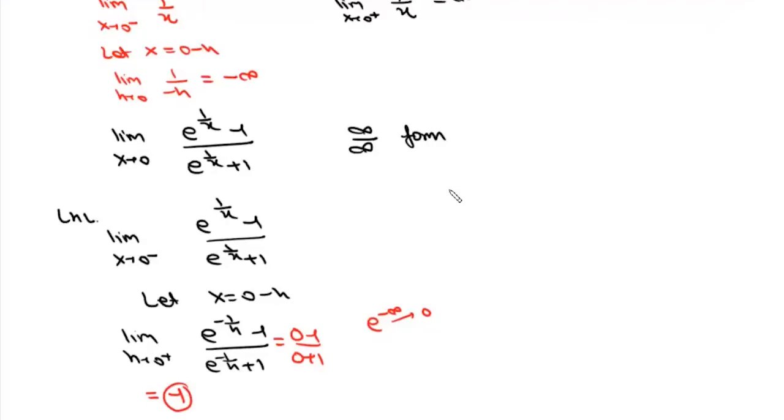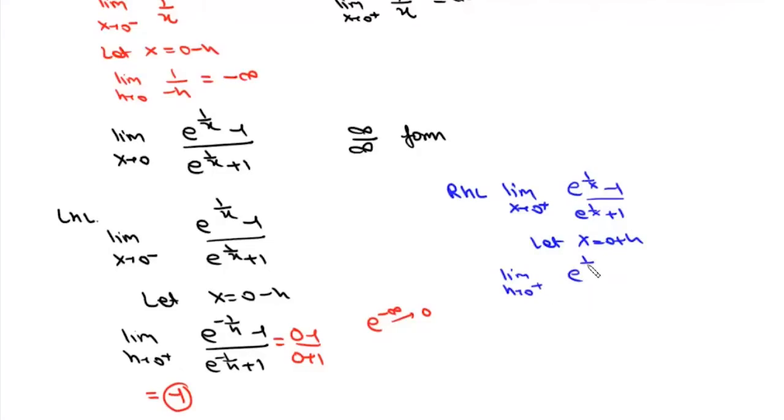And then we find its right hand limit. Right hand limit will be this limit x tends to 0 positive e to the power 1 by x minus 1 upon e to the power 1 by x plus 1. Now we let x as 0 plus h. So it will be this limit h tends to 0 positive e to the power 1 by h minus 1 upon e to the power 1 by h plus 1. Now this is infinity upon infinity form, as e to the power 1 by h approaches infinite as h tends to 0. So what we'll do is we'll divide everything with e to the power 1 by h.